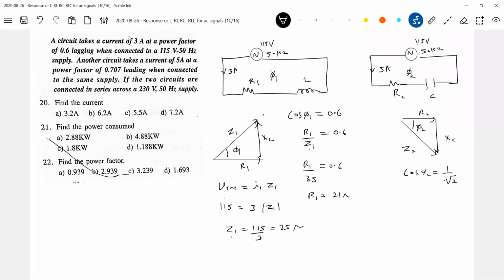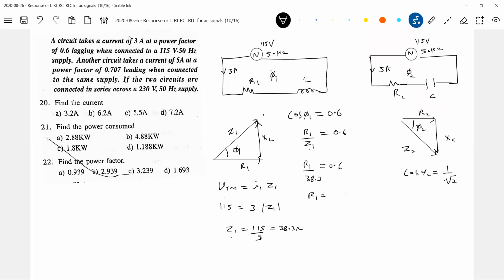Sir, that is not 35, sir. Not 35. It is 38.3. Okay, now you'll get the value of R1. Okay, I got like this. I got the R1 and Z1 values.